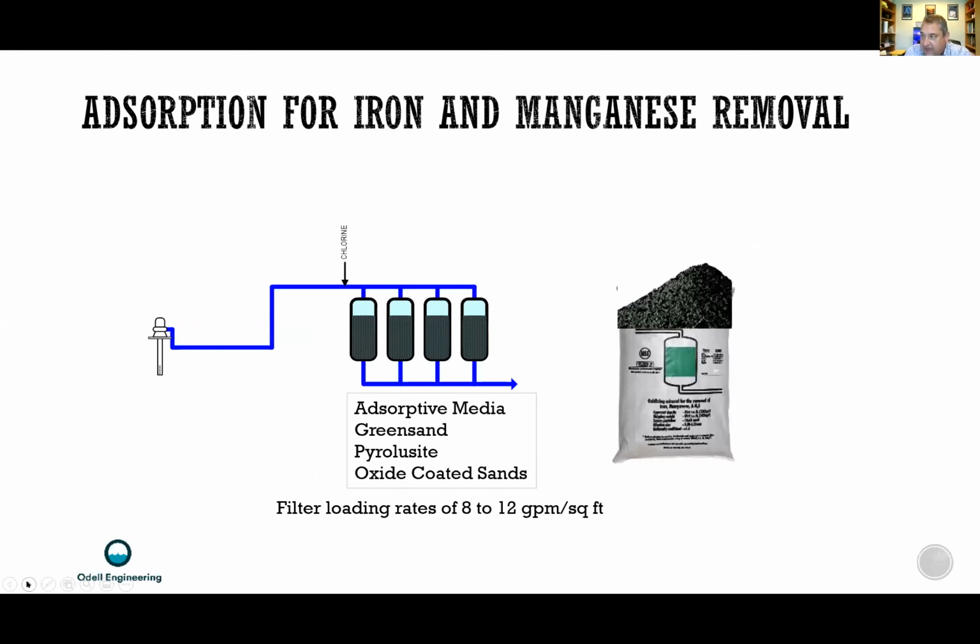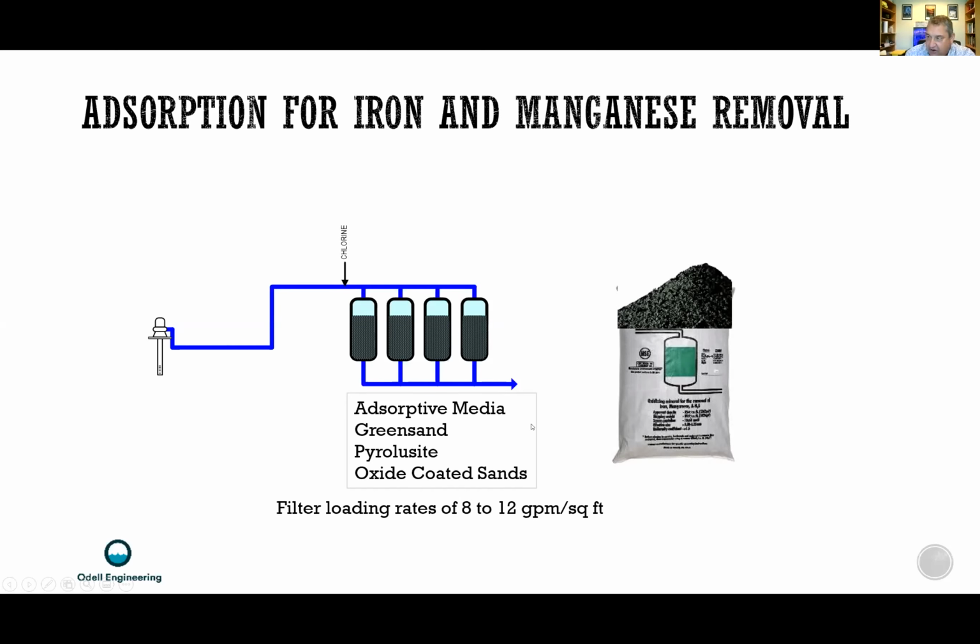One of the things I have worked on over the last 20 years is trying to increase the filter loading rate. There are lots of examples of 8 to 12 gallons a minute per square foot, where we try to eliminate the contact tank and just run with chlorine injected right in front of the filters. The purpose of the oxidant in this case is really just to oxidize the media, and the media is absorbing both the iron and manganese as it passes through.